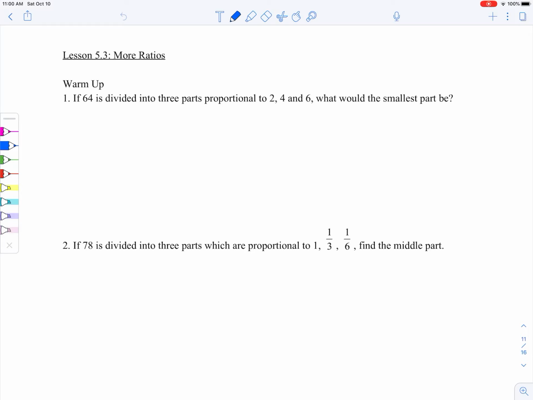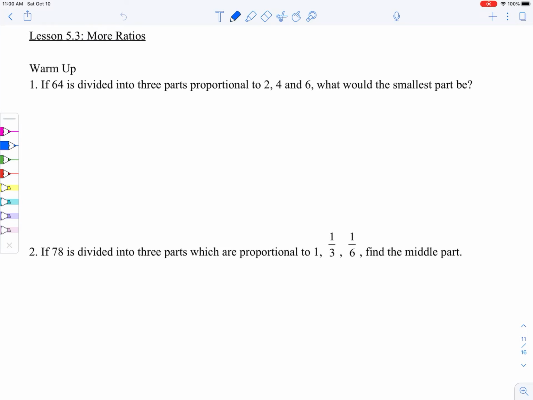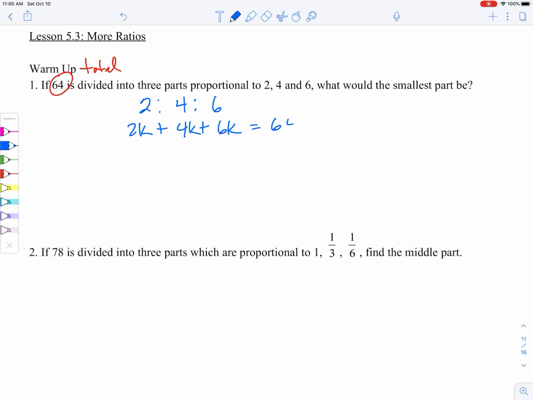So question 1: if 64 is divided into 3 parts proportional to 2, 4, and 6, what would the smallest part be? So we have a total, and we have the ratio of the parts. So we're going to use our scaling factor. Normally it would be 2 to 4 to 6, but I could also write that as 2k, 4k, and 6k. And we know that when we add all those 3 parts together, we're going to get 64.